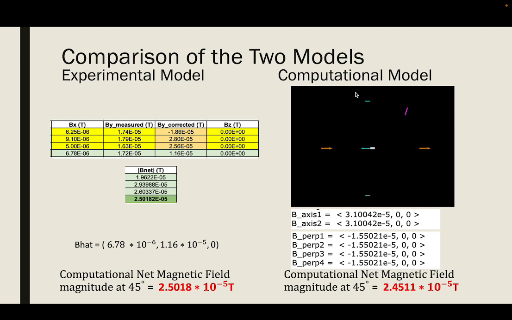For the computational model, orange arrows represent the on-axis magnetic field, blue arrows represent the perpendicular axis magnetic field, and the purple arrow represents the off axis. We notice that these results are pretty close. In the computational model, we can also notice that on-axis magnetic field values are double the ones on the perpendicular axis, which is what we expected as well.